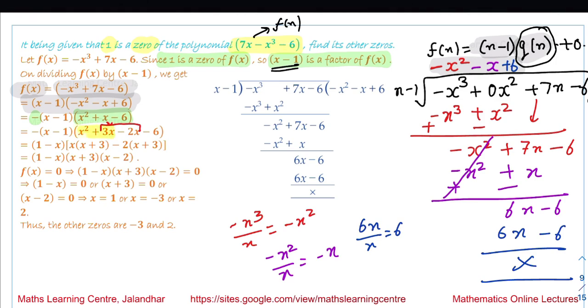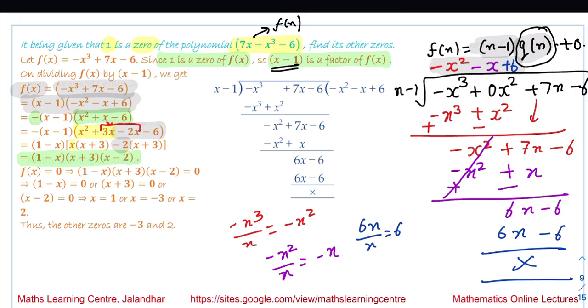From these two terms we have taken x common. From these two terms we have taken minus 2 common. From the first two terms we have taken x common, and from the next two terms we have taken minus 2 common. So the answer we will get over here is (1 minus x)(x plus 3)(x plus 2).